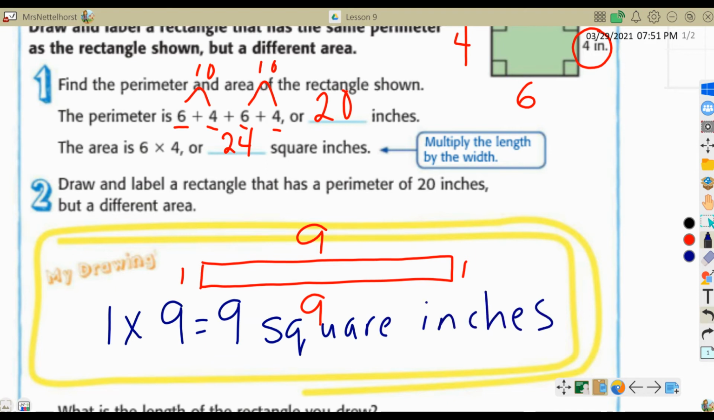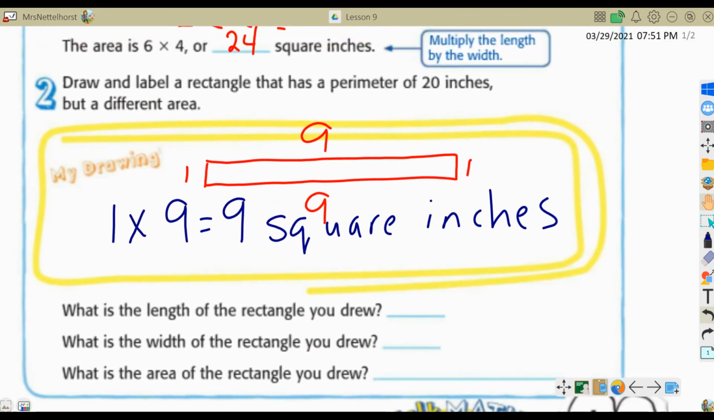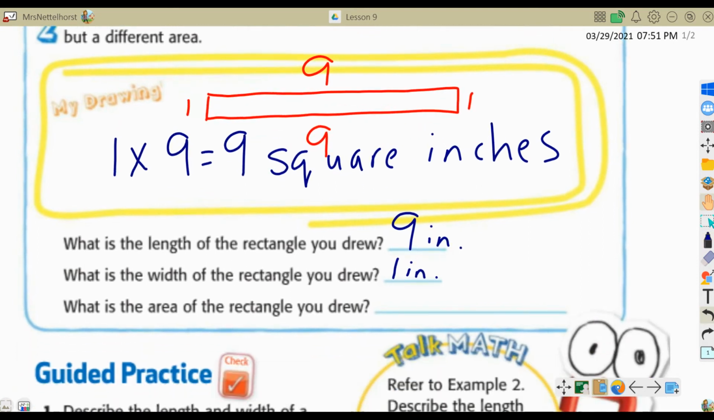That's my go-to. I just make the width 1, figure out how much all the other sides need to be, and then I do the area. And that should work most of the time. Okay, so what is the length of the rectangle we drew? The length is the long side, so it is 9 inches. I'm going to do IN period for my label. What is the width of the rectangle I drew? 1 inch, 1 IN period. What is the area of the rectangle you drew? And 1 times 9 is 9 square inches.